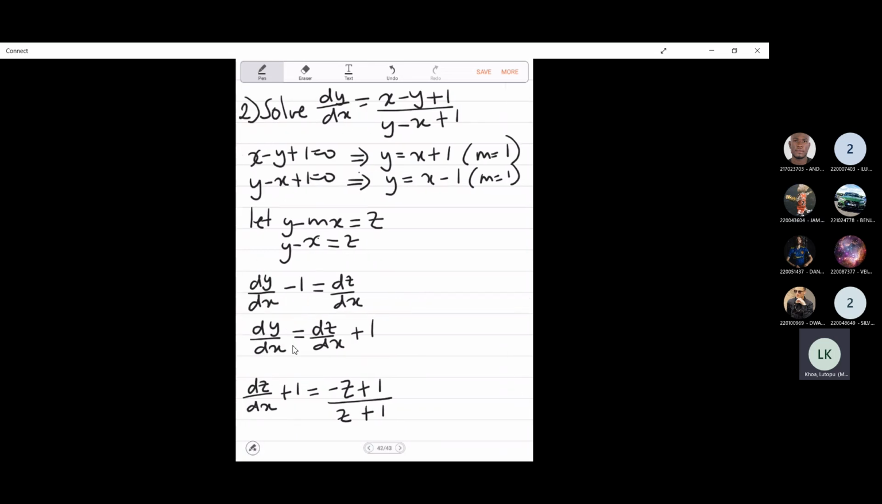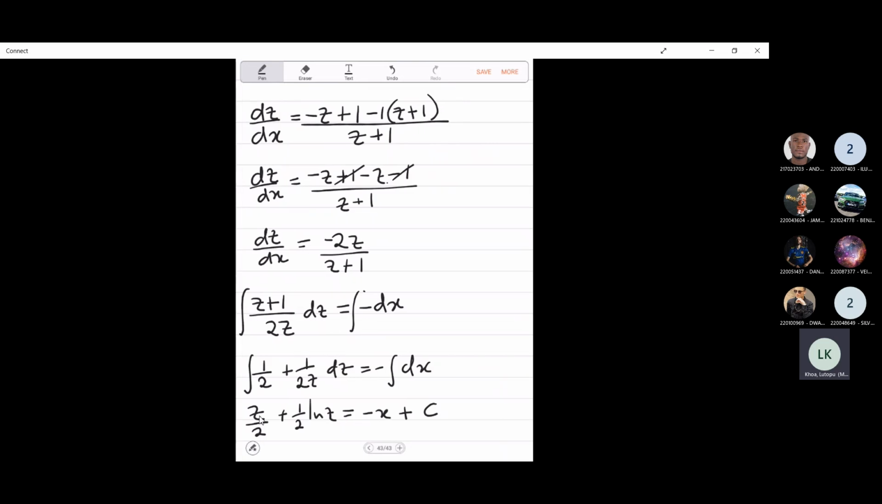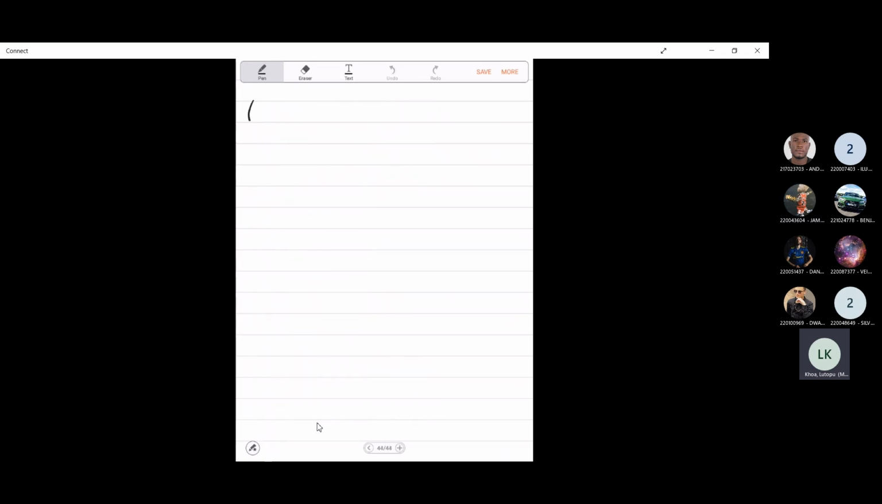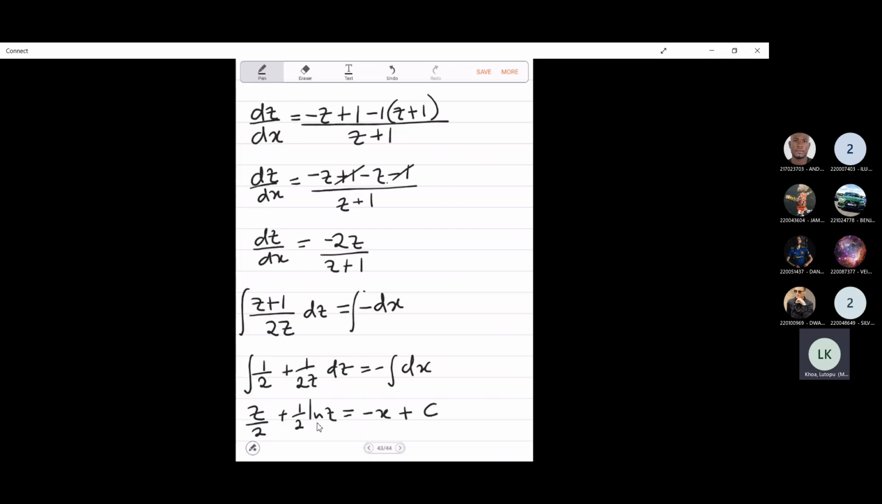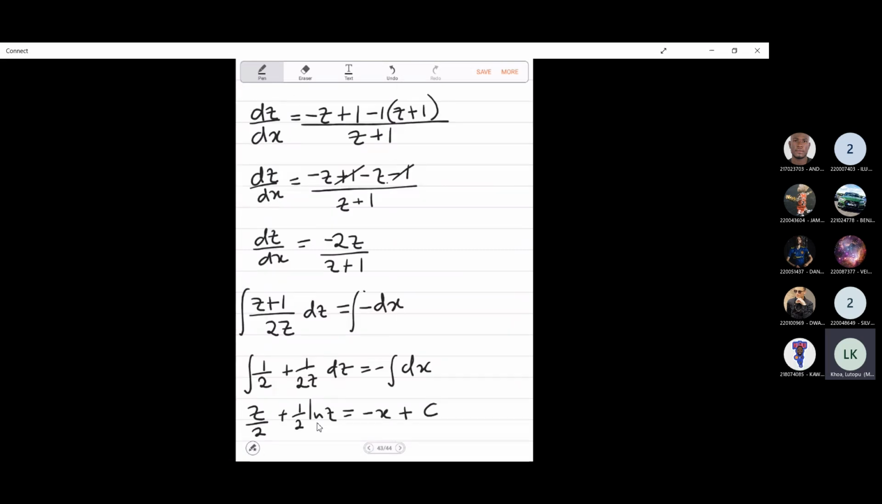Remember, z is just y minus x. So everywhere I have z, I am going to put y minus x, and then I am done. So I have z over 2, so that is y minus x divided by 2. Then I have plus half ln of y minus x. This is equal to minus x plus c.